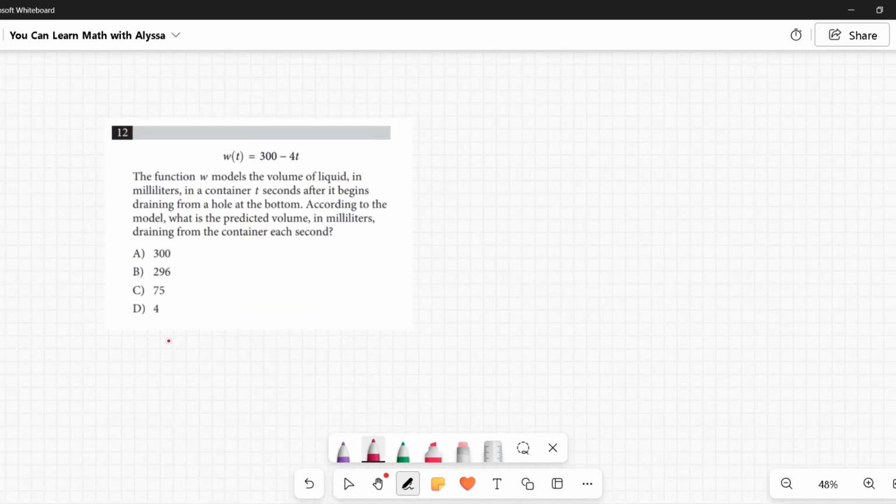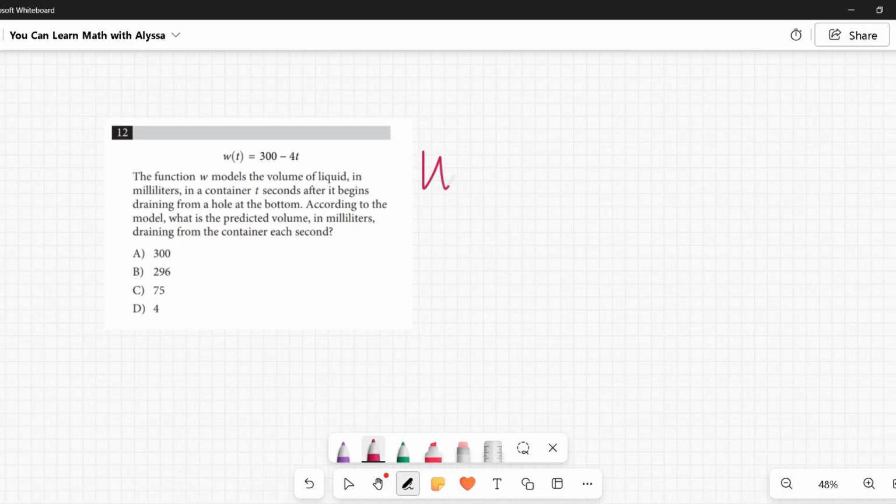Number 12. W of t equals 300 minus 4t. The function W models the volume of liquid in milliliters in a container t seconds after it begins draining from a hole at the bottom. According to the model, what is the predicted volume in milliliters draining from the container each second?